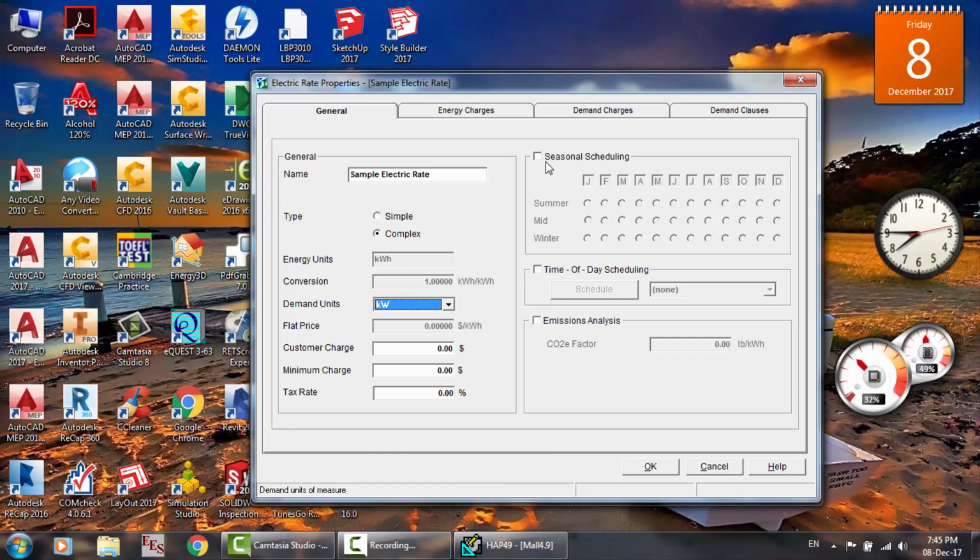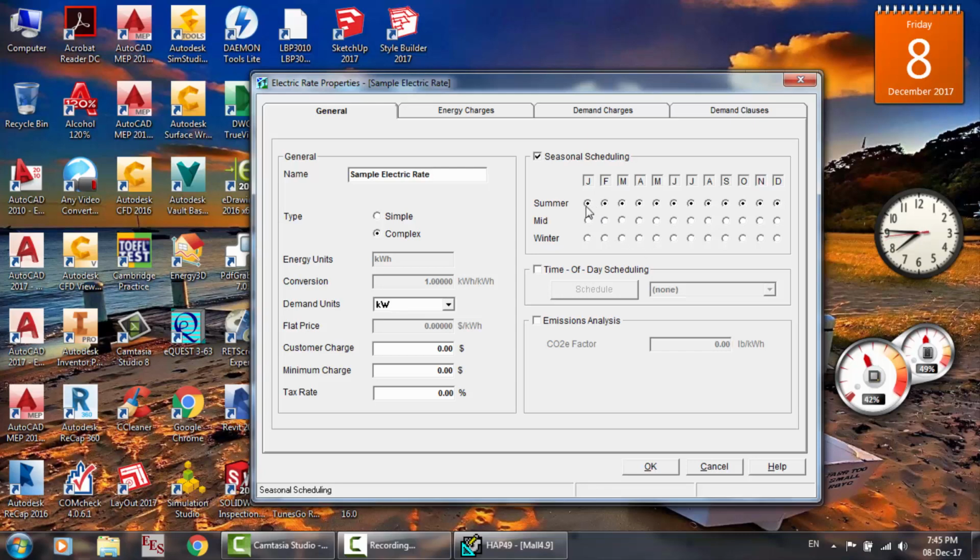So here is the seasonal scheduling. For some situations or for some countries, the bill in the summer is not like the bill in the winter. So you have to determine which months are for the summer and which for the winter, to make differences between them for the bill.